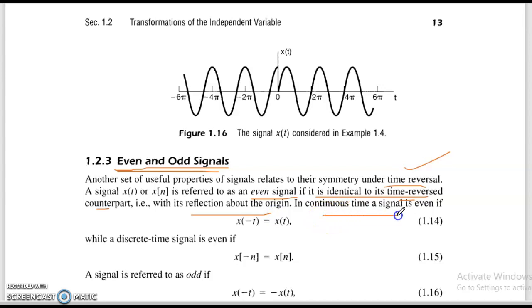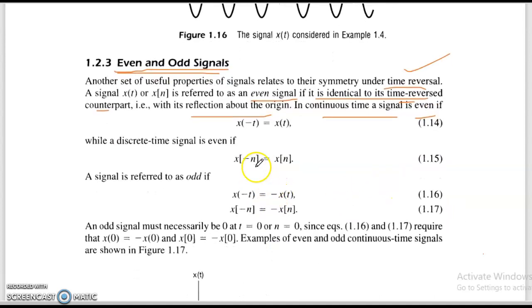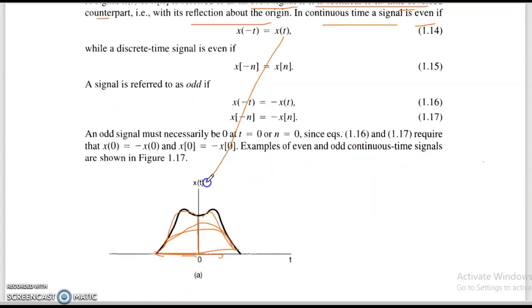A continuous time signal is even if x of minus t equals x of t. Here this is x of t, and here x of minus t equals x of t. That's why the signal is even.